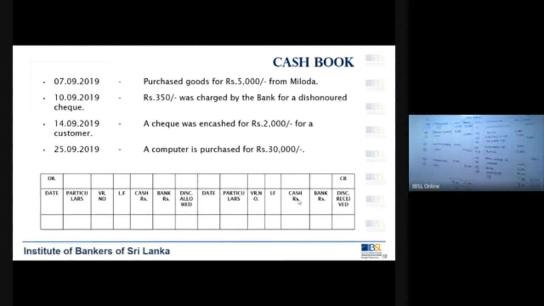Okay, right. So the next item is where we need to look at discount received and discount allowed. Some of the times what happens when you are doing business, as I told you, when you want to encourage your debtors to pay you in advance or pay the full amount at once, you can encourage them by offering discounts.